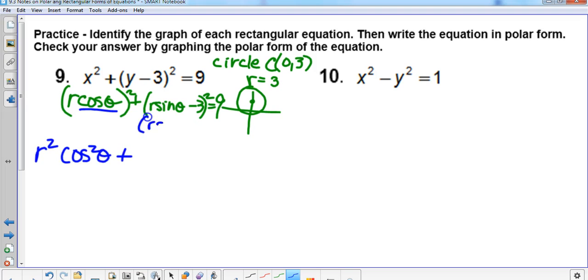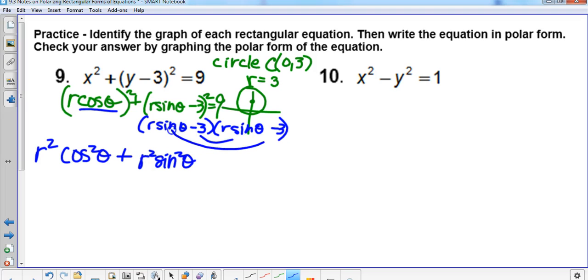This one, do you need me to write out? R sine theta minus 3 times r sine theta minus 3. What's that going to become? R squared sine squared. Then what? Minus 6 r sine theta. Good job. And a negative 3 times a negative 3 is? Plus 9 equals, and there was a 9 on the other side from right there. Okay. What can we do then? We can subtract off the 9 and we have a 0.